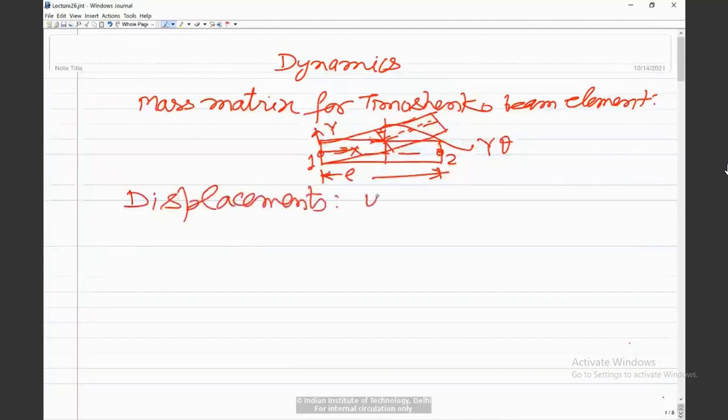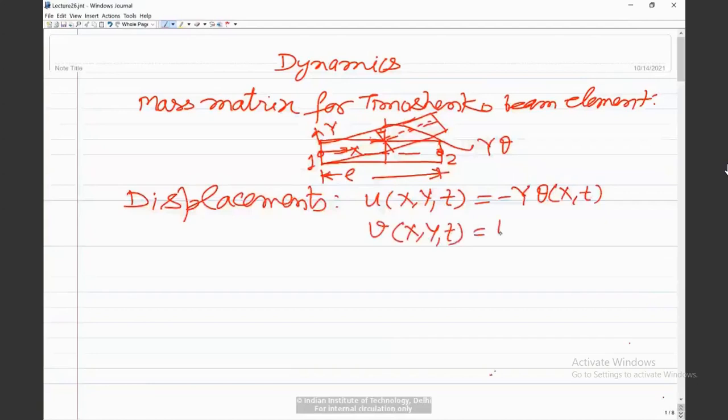the displacement along x, which is a function of x, y and t, is minus y into theta, where theta is a function of x and t. The second displacement along the y direction, v, is a function of only x and t. This is what you need for the stiffness matrix: you write the normal strain epsilon xx and the shear strain gamma xy, and from there you can get the strain energy and the stiffness matrix.